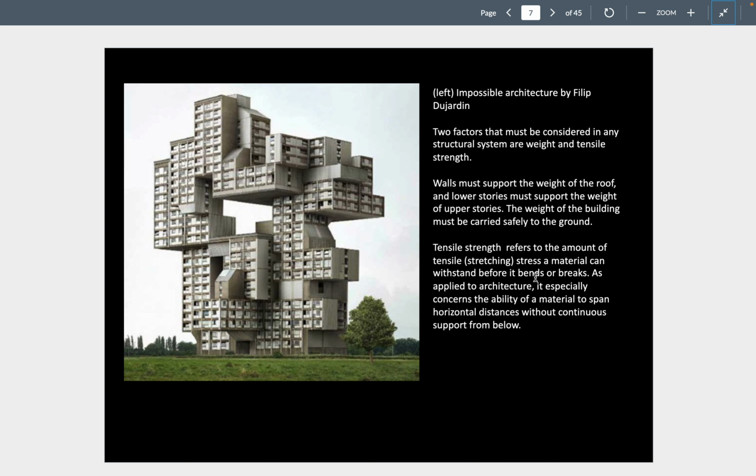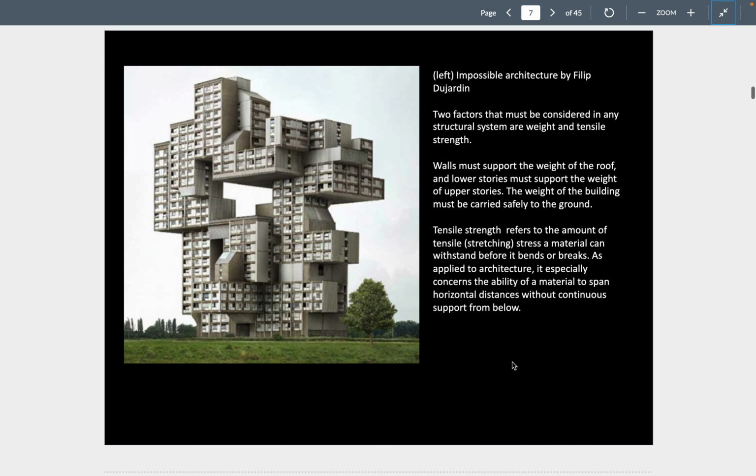So we'll be looking at tensile strength, the amount of stretching a material can withstand before it bends or breaks. When it comes to this, stone has very little tensile strength. And then steel has a lot of tensile strength. It bends, and because it bends and it sways, we're able to build 100-story buildings using steel skeletons.